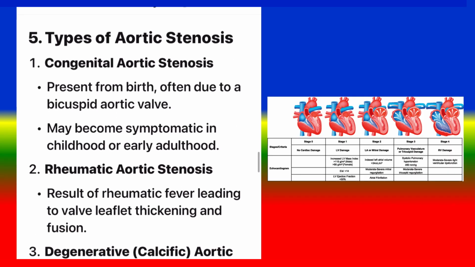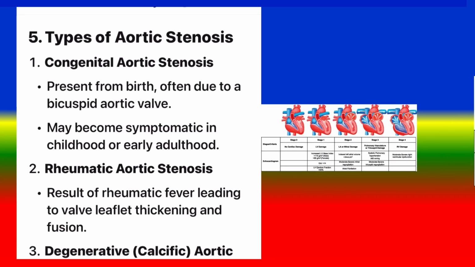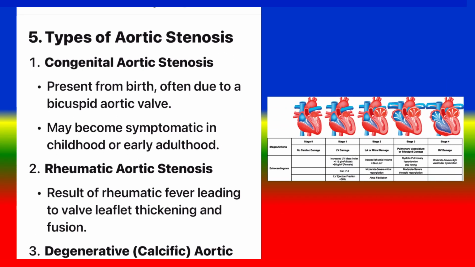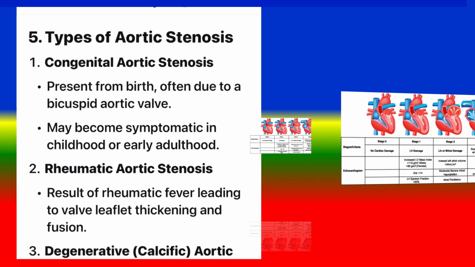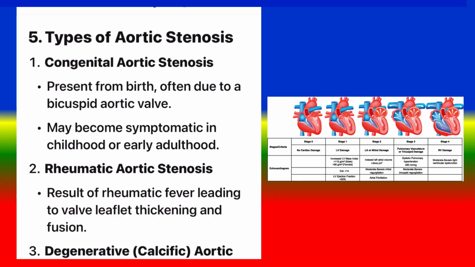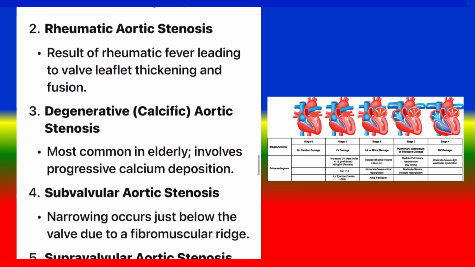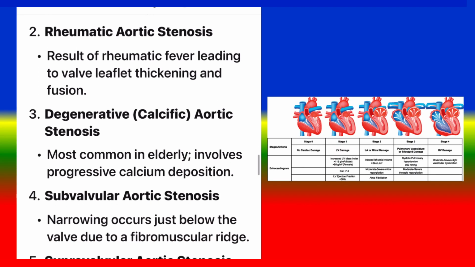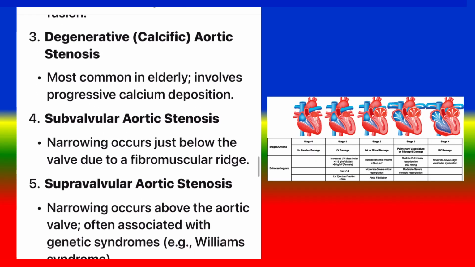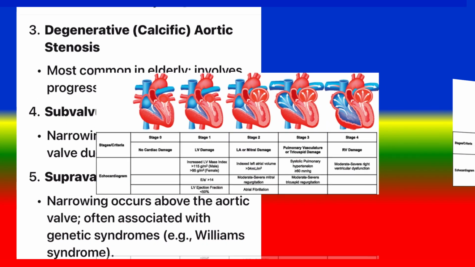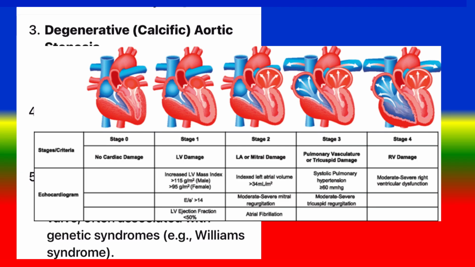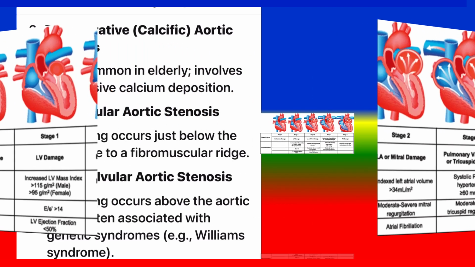5. Types of aortic stenosis. 1. Congenital aortic stenosis. Present from birth, often due to a bicuspid aortic valve. May become symptomatic in childhood or early adulthood. 2. Rheumatic aortic stenosis. Result of rheumatic fever leading to valve leaflet thickening and fusion. 3. Degenerative calcific aortic stenosis, most common in elderly, involves progressive calcium deposition.